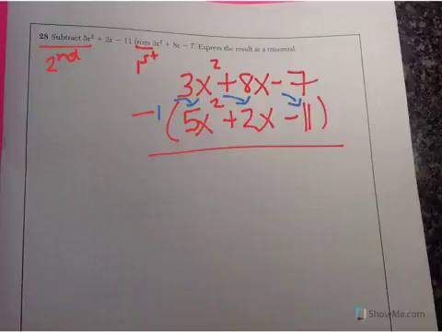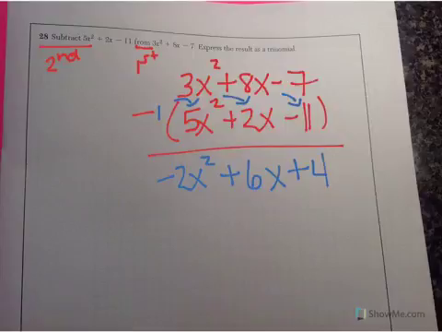Okay, so 3x squared minus 5x squared is going to be a -2x squared. 8x minus 2x will give us a positive 6x, and -7 minus -11 is going to turn into a positive 4, and this is our final answer that we can box in.